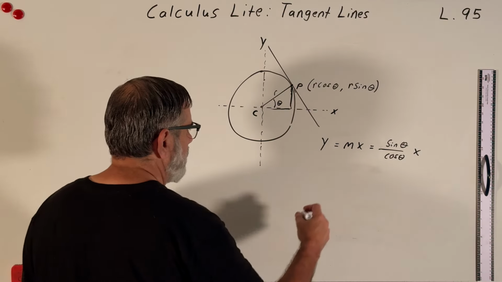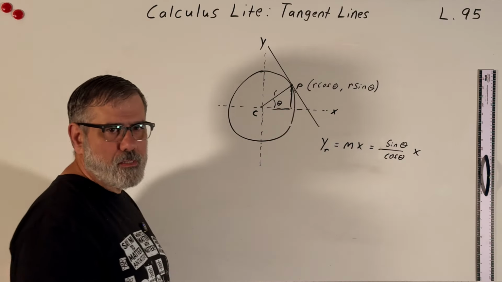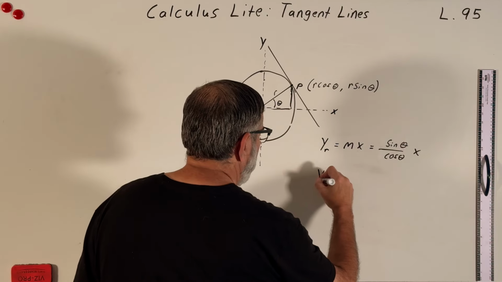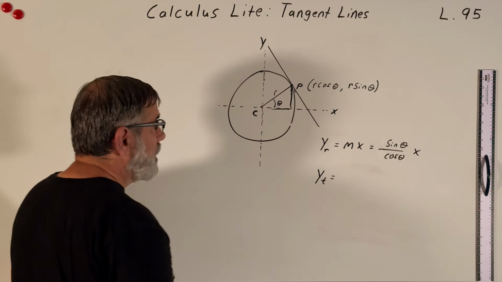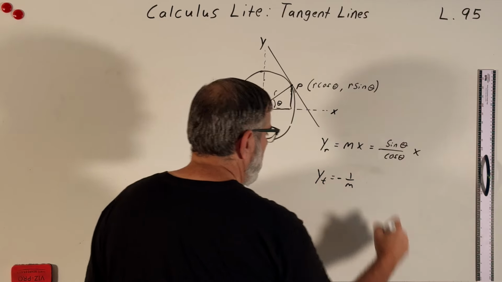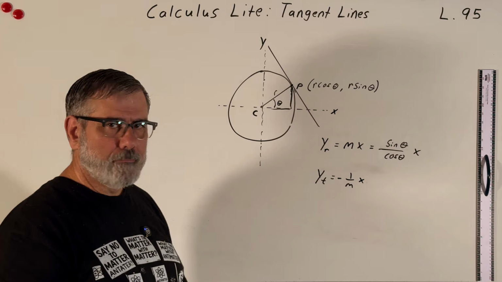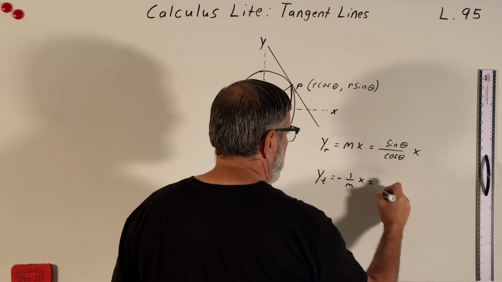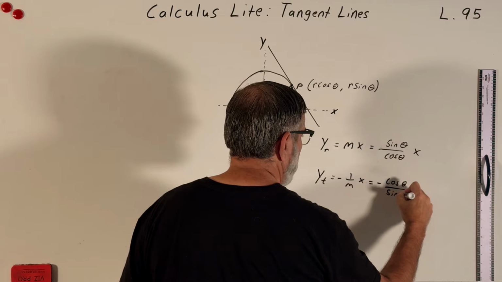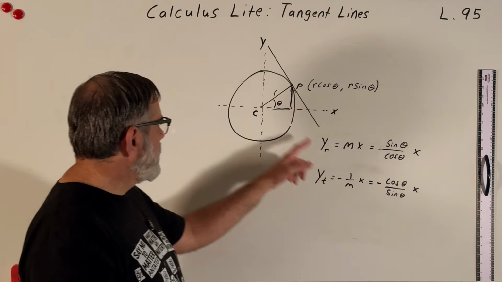Well, the rule for finding a perpendicular, I'm going to call this y sub r for radial, okay? You could also call it y sub n for normal, right? It's the normal line to this circle. The tangent, though, which I'll call y sub t, is equal to minus 1 over m times x for this, okay? And so that would be minus cosine theta divided by sine theta times x. But that, of course, is a line that's still centered at 0, 0.